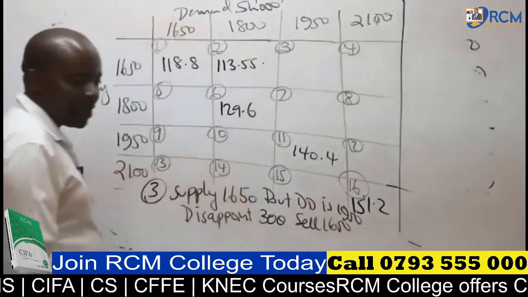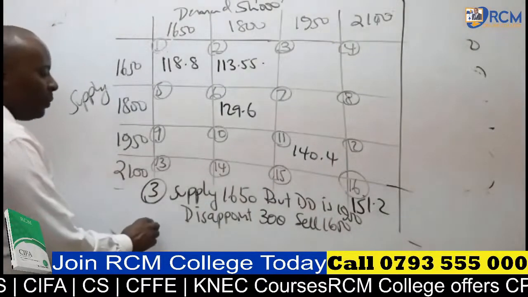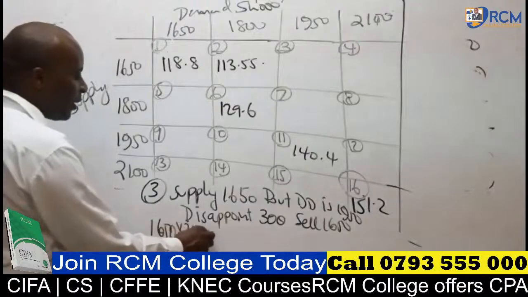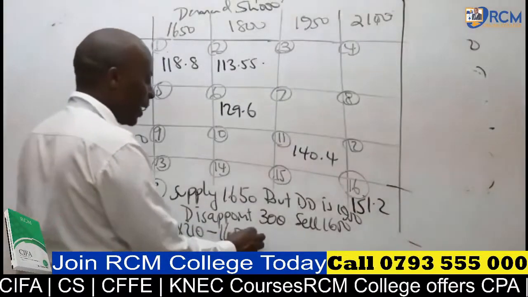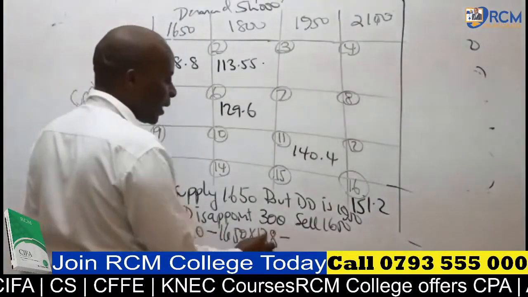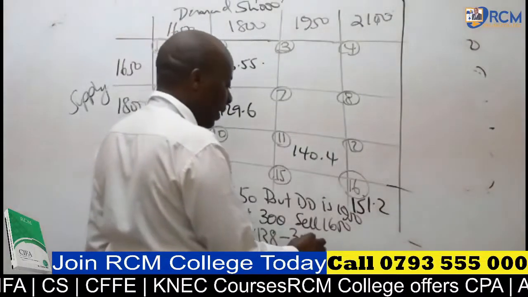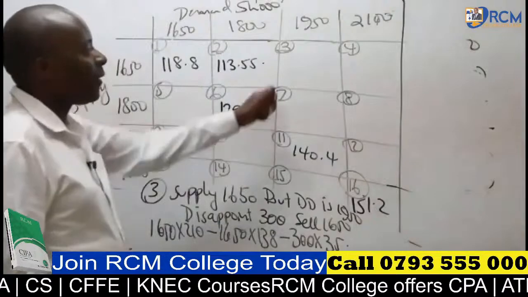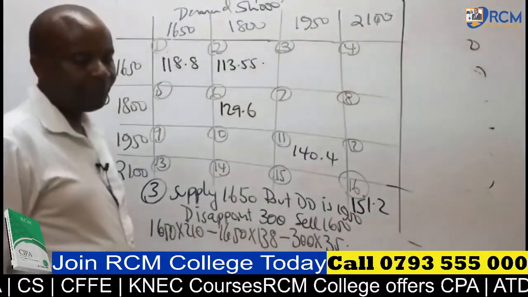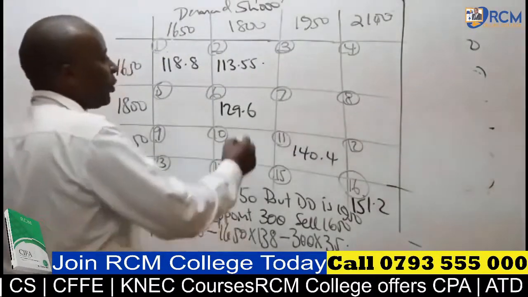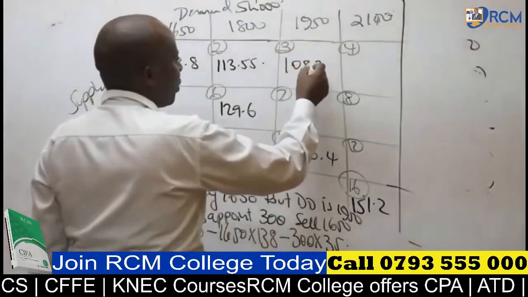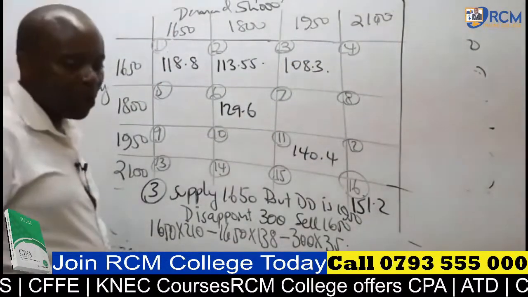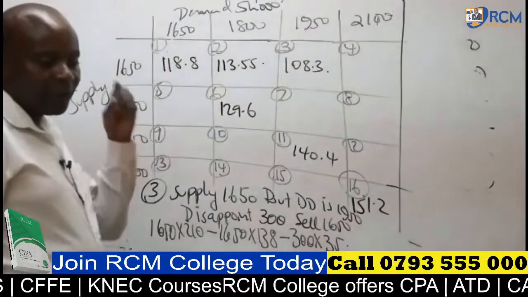So then the profit here will be 1650 times the 210, minus 1650 we have supplied times the 138, minus the opportunity cost of the customers who will be disappointed, 300 times 35. So could you kindly give me something to write here? Number 3. So 108.3. So now I expect you to get for cell number 4. Using that same approach, give me for cell number 4.